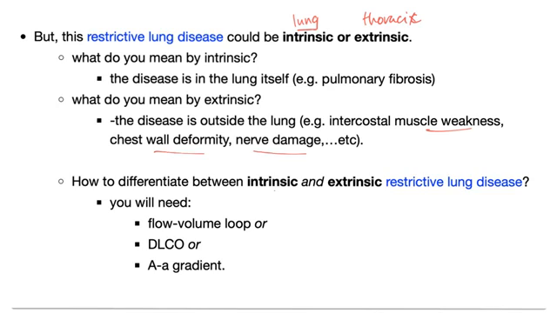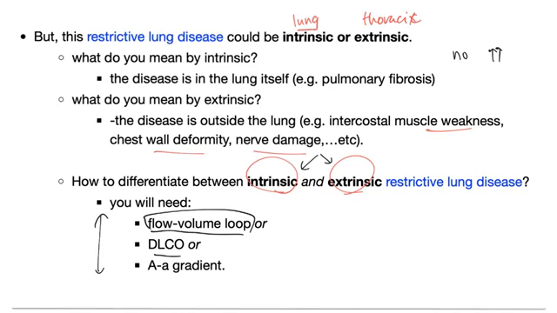How to differentiate between intrinsic and extrinsic restrictive lung disease? After all, if you do FEV1 to FVC ratio, both can have normal or increased ratio. So the spirometry didn't help you distinguish between those two diseases, did it? So how do we solve this? You need something else. You need something called flow volume loop, which we'll talk about later, DLCO, which we'll talk about later, and AA gradient, which we'll talk about later.